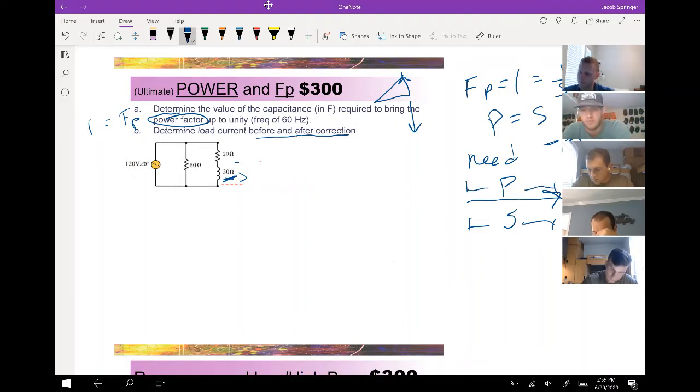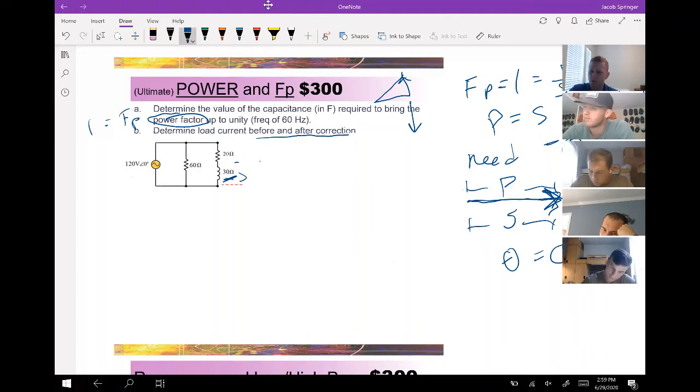Another way to say that, if power factor is cosine, then we need our cosine to equal 1, which means the theta will equal 0. And that makes sense. We went from a triangle to just a line, and so there is no angle. The angle is 0. It's flat.